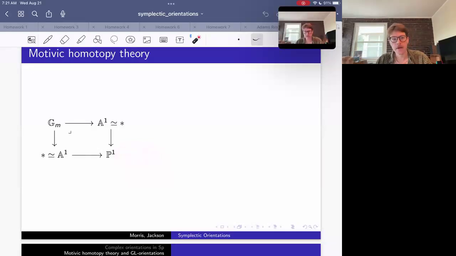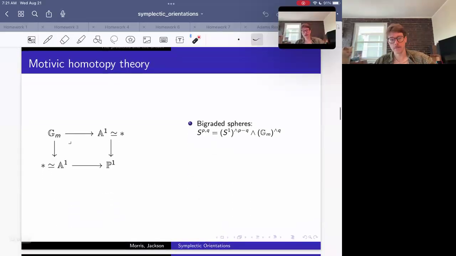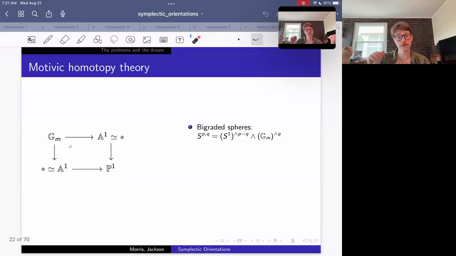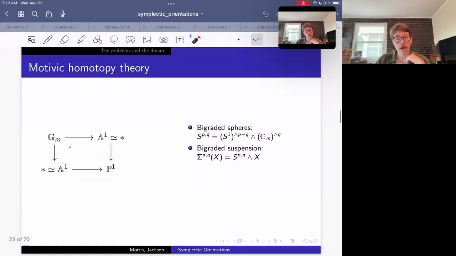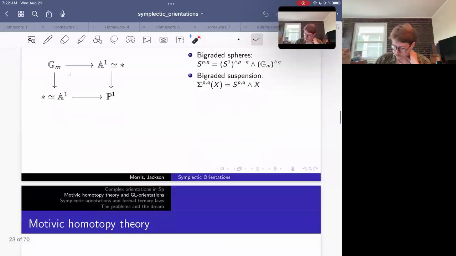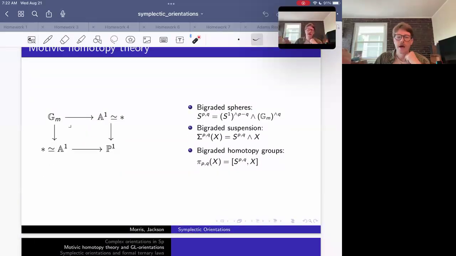other slide. But this leads to a notion of not one type of sphere, but two types of spheres in this category. So everything that we do is bigraded. We have bigraded spheres. We want to look at the copies of the simplicial direction and the geometric direction. We can look at bigraded suspensions, bigraded homotopy groups. I probably didn't write it here, but all of my homology and cohomology theories are also going to be bigraded. Everything's bigraded. And the grading convention that I'm going to use is that the P here is the total degree, and the Q here is the geometric degree, which is what these things are supposed to indicate.